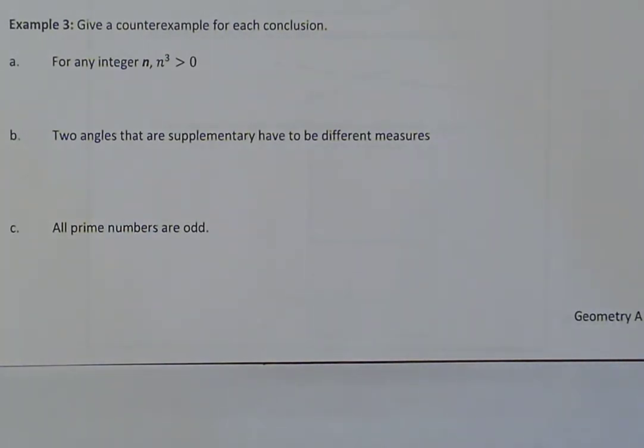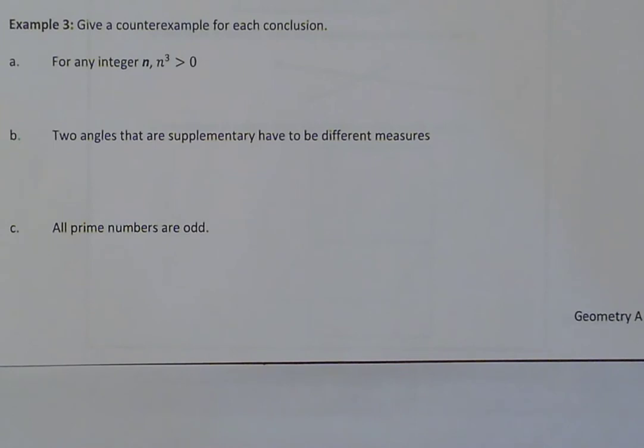So you just have to go through and try different numbers to see if that's the case. For B, two angles that are supplementary have to have different measures. So two angles that add up to be 180 have to be different numbers. Okay, can you give an example of two angle measures that can be the same that add up to be 180? And then C is that all prime numbers are odd. It means you just have to decipher whether there's a prime number that is not odd, and you can figure that out. All right.